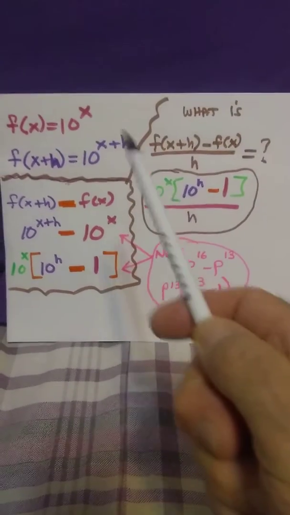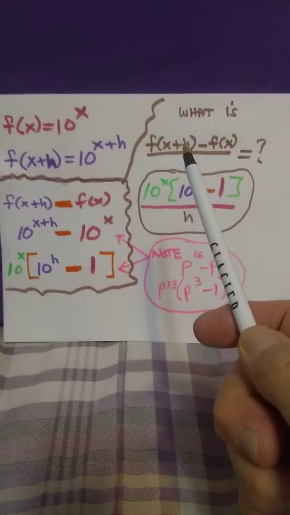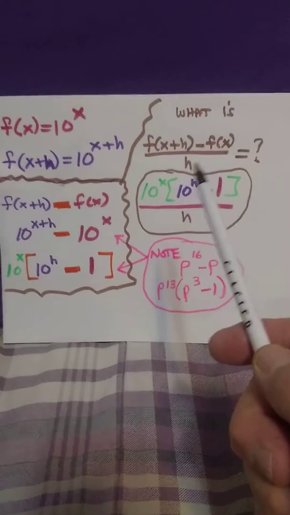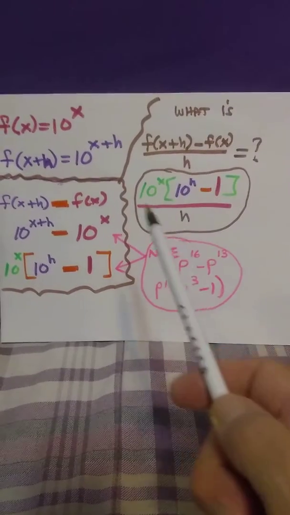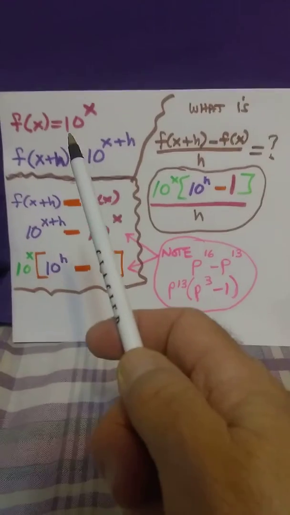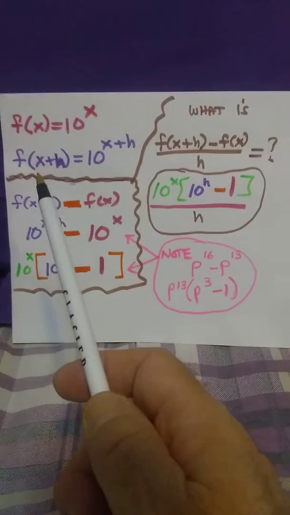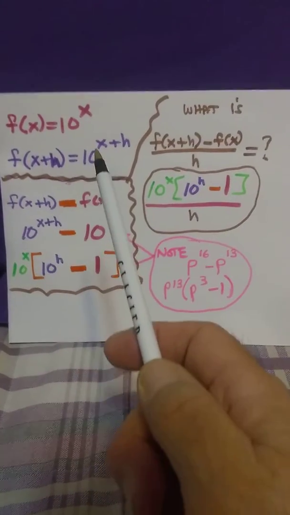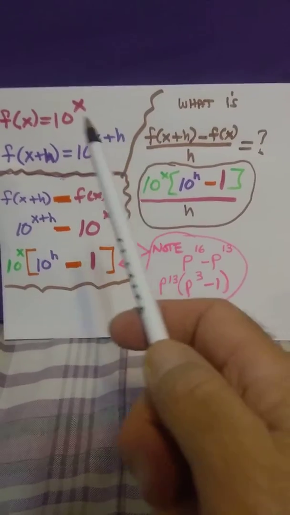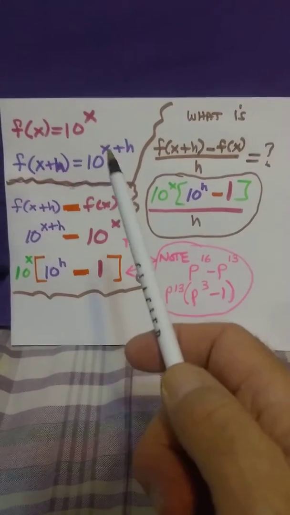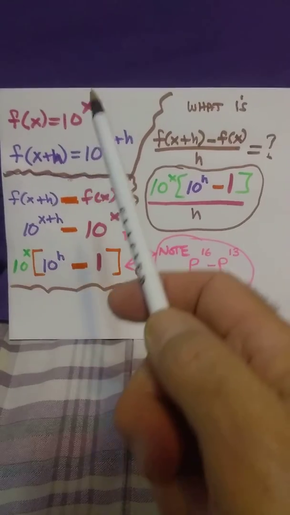Okay, we're supposed to find f of x plus h minus f of x over h to see what that equals, and this is our goal. If f of x is 10 to the x, then f of x plus h is 10 to the x plus h. So we have 10 to the power x plus h minus 10 to the x.